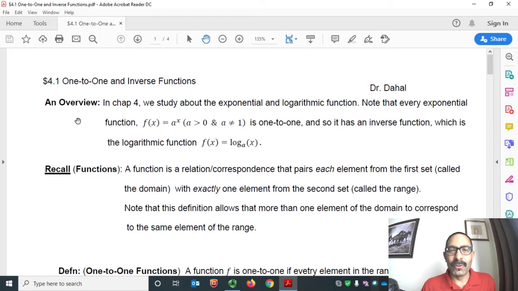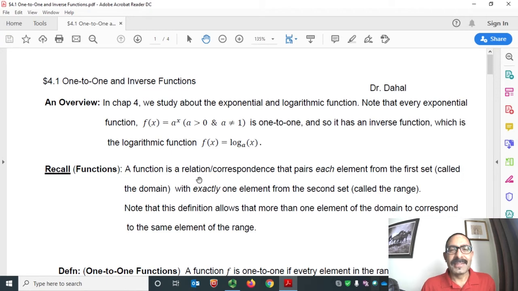In chapter 4 we study the exponential functions and logarithmic functions. Note that the exponential function is 1 to 1, so it has an inverse, and the inverse of the exponential function is the logarithmic function. And exponential functions and logarithmic functions are called transcendental functions.